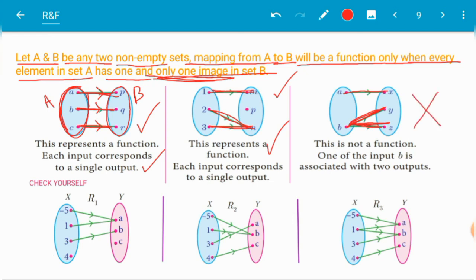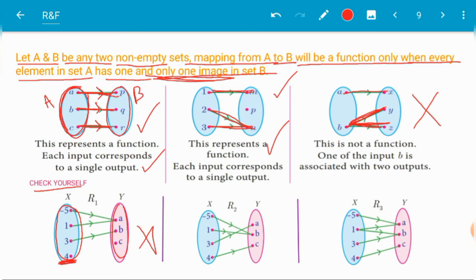Check yourself. I am giving here: this is X, this is Y. All elements in X are mapped? No. Here 4 is left. 4 does not map to any element of Y. So it is not a function. All elements should map. First you have to check that all elements are mapped, and everyone should map to only one element.